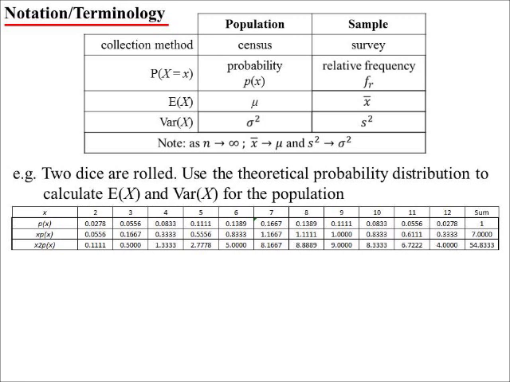So let's have a look at this one. I'm going to roll 2 dice, pretty common sort of thing we do in stats. Use the theoretical probability distribution. The theoretical probability distribution would be like the census, because theoretically we're going to say we could get every possible outcome and we know what the probabilities of those things would be. And we'll calculate the expected value and the variance.